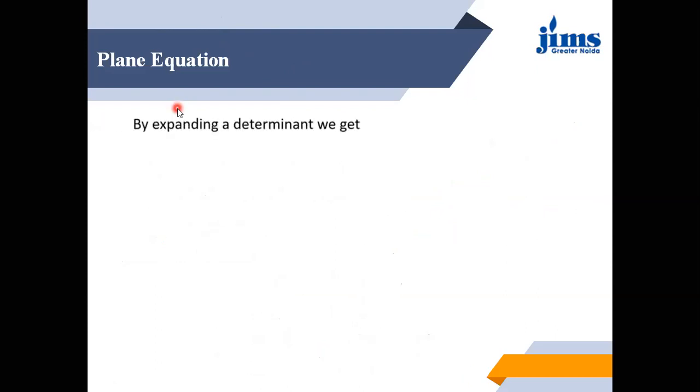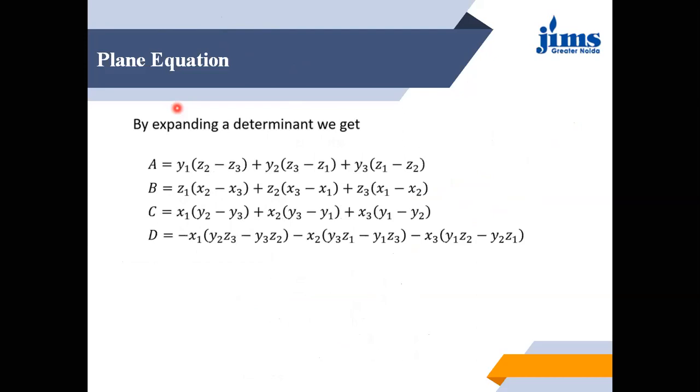So by expanding a determinant, we get the value of a, that is a equals y1(z2 minus z3) plus y2(z3 minus z1) plus y3(z1 minus z2). So this is the solution to check the value of a.